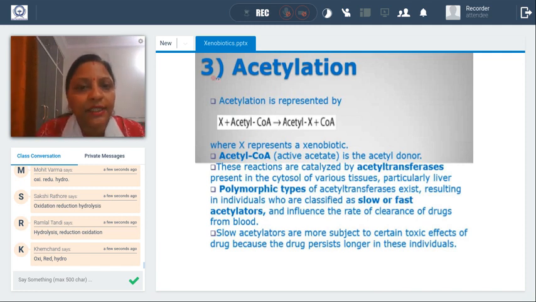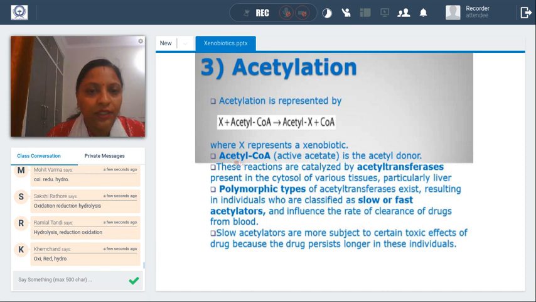Next reaction is acetylation. Acetylation is presented by this reaction. You can see here acetyl coenzyme A combines with X to form acetyl X and coenzyme A, where X represents a xenobiotic or any foreign compound. Acetyl coenzyme A, active acetate, is the acetyl donor. These reactions are catalyzed by the enzyme acetyl transferases present in the cytosol of various tissues, particularly in liver.